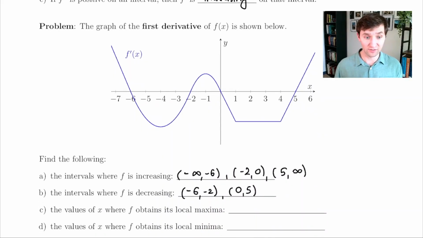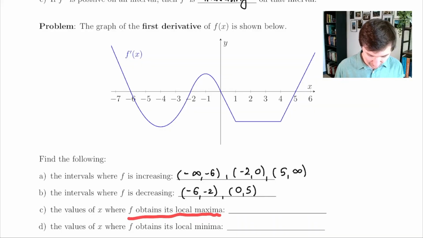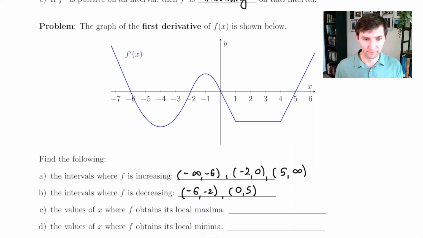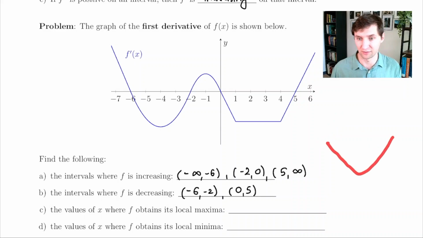The next 2 questions are asking us to find the values of x where f obtains local maxima and the values of x where f obtains local minima. A local maximum occurs in places where the function goes from increasing to decreasing. Local minima occur in places where the function goes from decreasing to increasing.